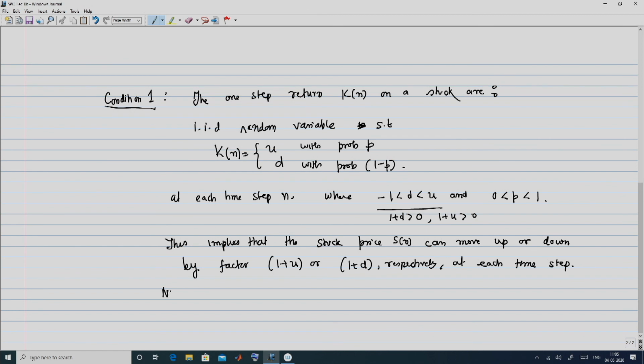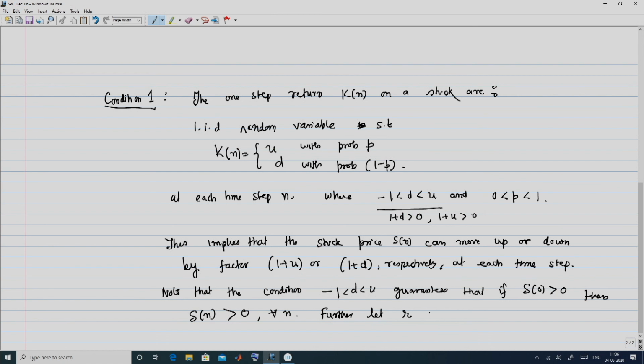So, note that, as I had mentioned before, this condition of minus 1 less than d less than u guarantees that if you start off with a positive stock price, then S of n will also be positive for all n.